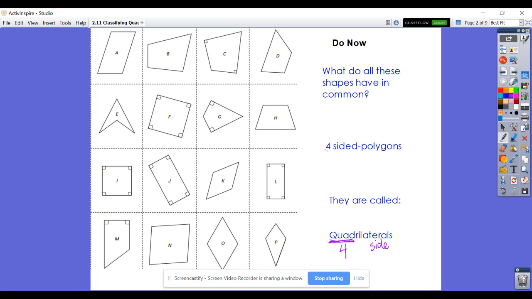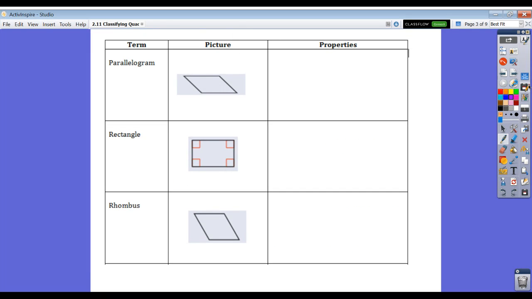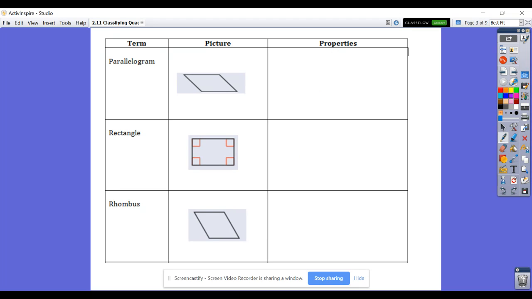There are certain types of quadrilaterals that we want you to be able to recognize and name some properties of. So in your notes, you're going to write the special term, the picture, and then I'm going to tell you some properties to list for this. And when we say properties, this means it's always going to be true for this shape, and this is what makes this shape what it is. So we'll talk more about that later. But let's start with the first one.